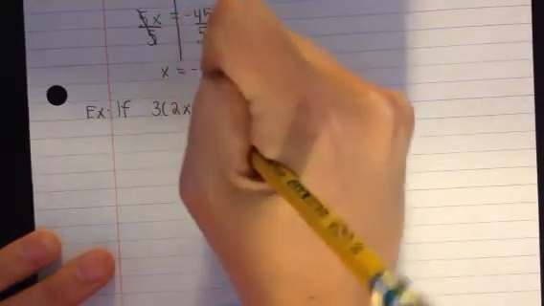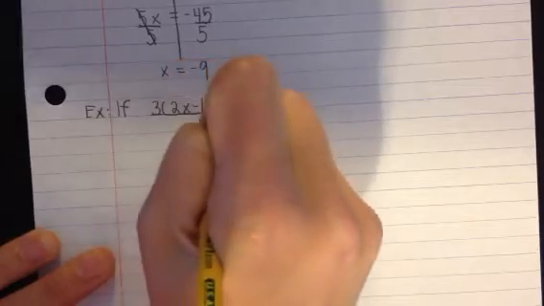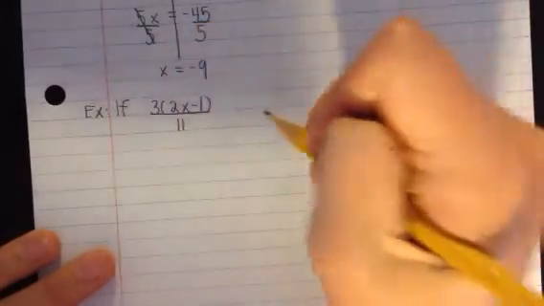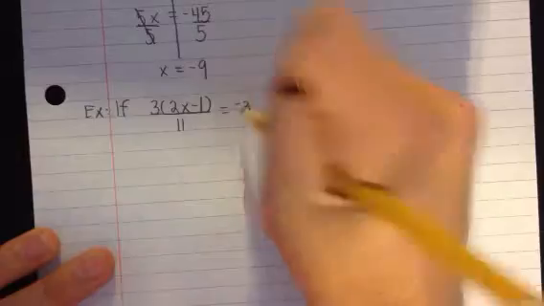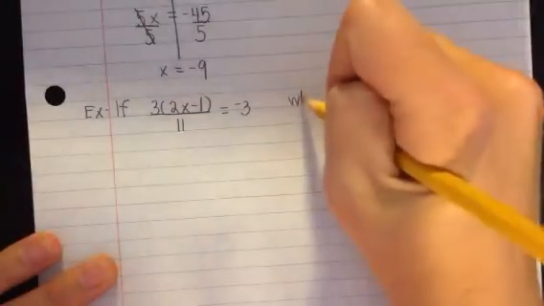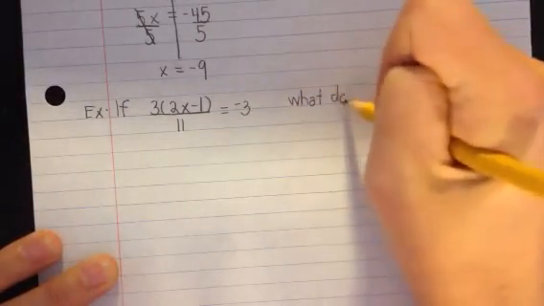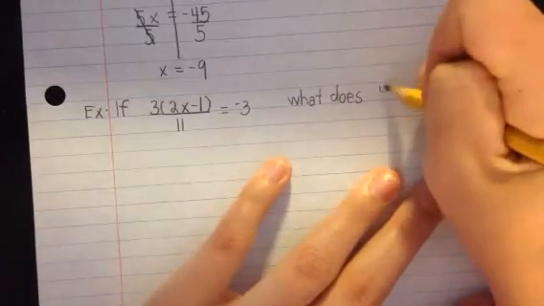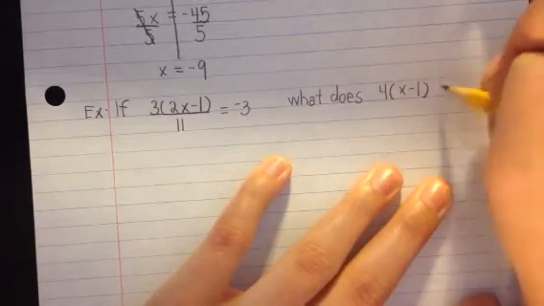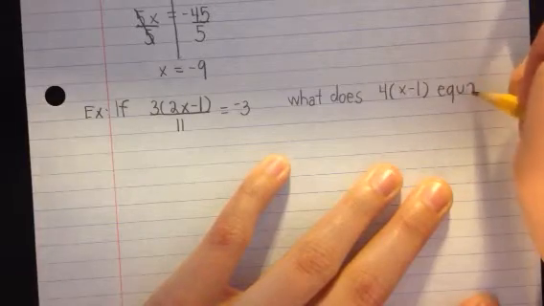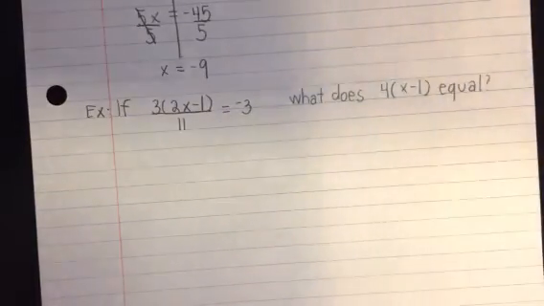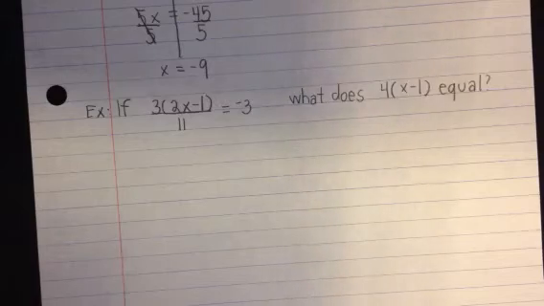Alright, moving on. Next example. If 3 times quantity 2x minus 1, whole thing over 11 equals -3, what does 4 times quantity x minus 1 equal? Alright, so remember, first and foremost, we've got to clean up here.